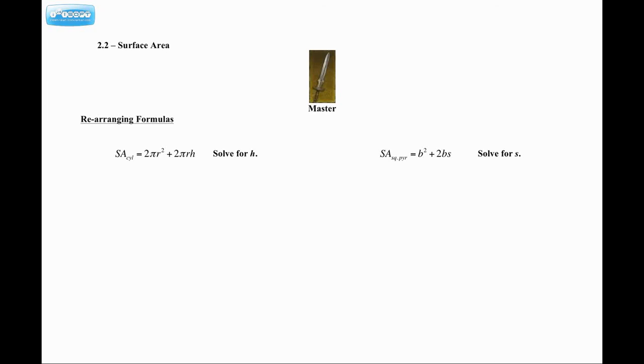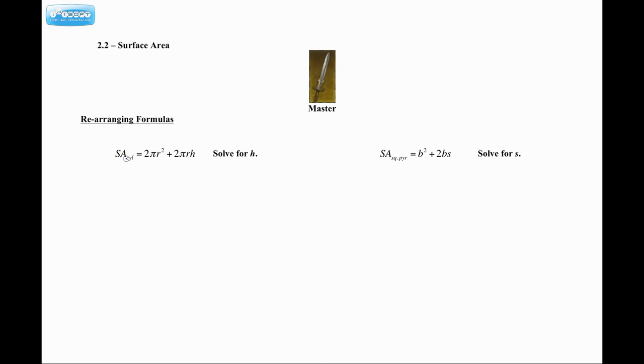Chapter 2, Section 2, Surface Area, Master Level, Rearranging Formulas. So the first formula here gives the surface area of a solid cylinder, 2 pi r squared plus 2 pi rh. R is the radius and h is the height. And it asks us to solve for h. What that means is just take this formula and rearrange it.